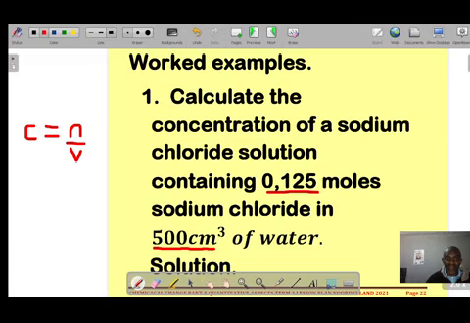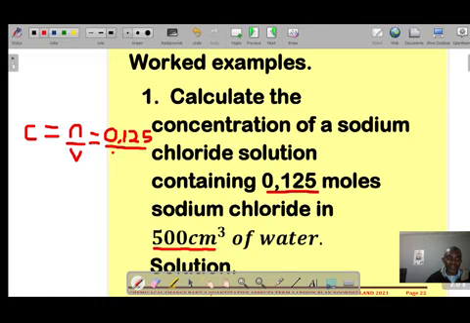This volume, as you can see, is in centimeters cubed. So if I want to get my answer, I must convert it to decimeters cubed. How many moles do I have? I have 0.125, and I divide by the volume, which must be in what? In decimeters cubed. The given volume is 500 centimeters cubed, so I divide by 1,000, and I'm going to get 0.5.